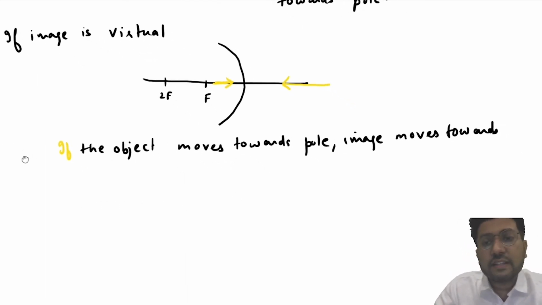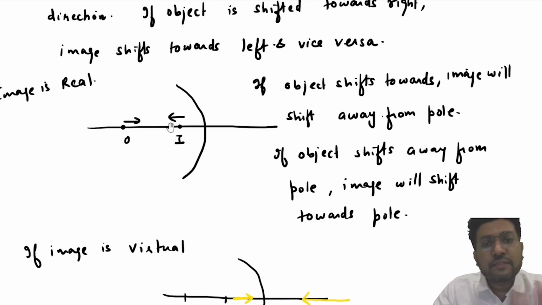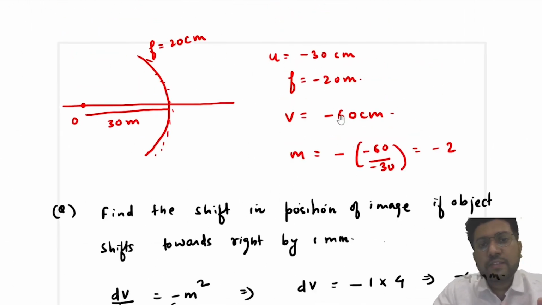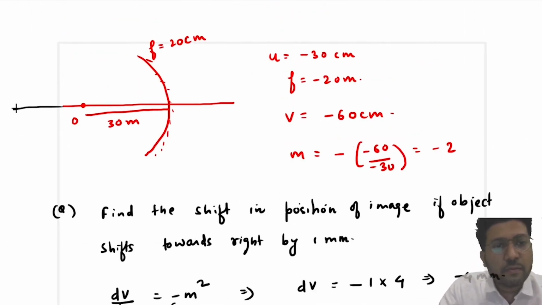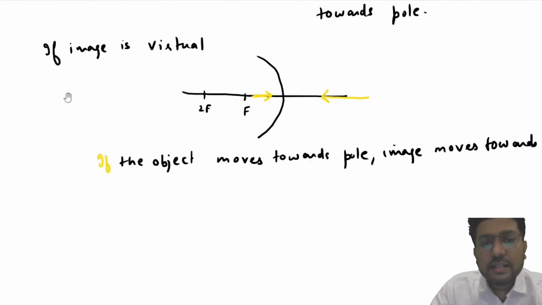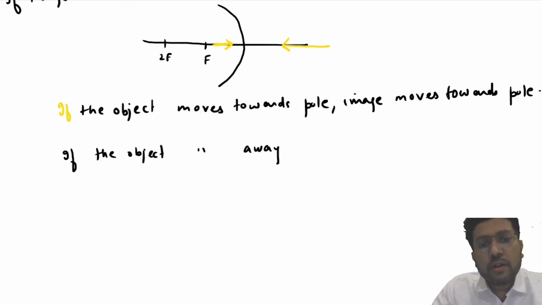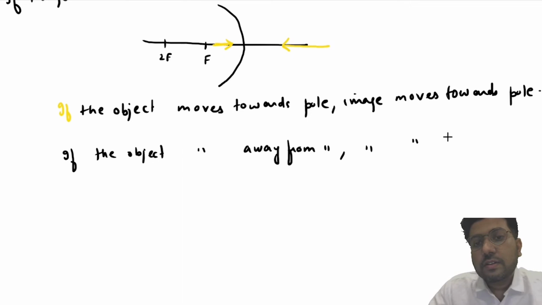So you have to check whether the image formed is real or virtual. In our case, in this example, the image formed was real because V was negative. Image formed was here, right? So that is why in this case, when object is moving or shifting towards pole, image will shift away from pole. But if the image would have been virtual, then if the object shifts towards pole, image shifts towards pole. Similarly, if the object moves away from pole, image moves away from pole.